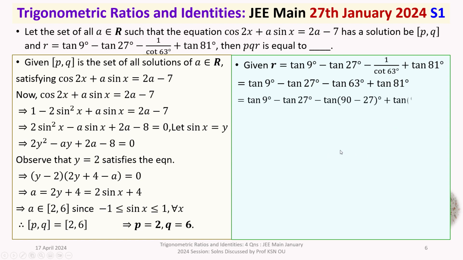Agreed. Now tan of 90 minus 27 is cot 27. Tan of 90 minus 9 is cot 9.